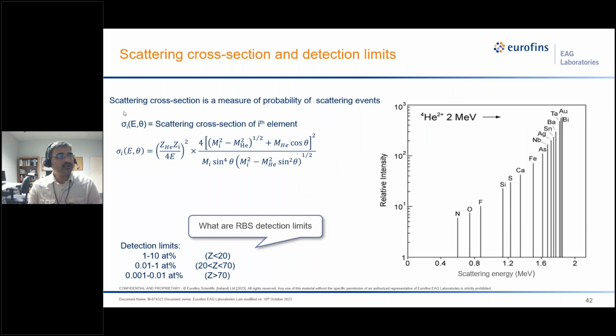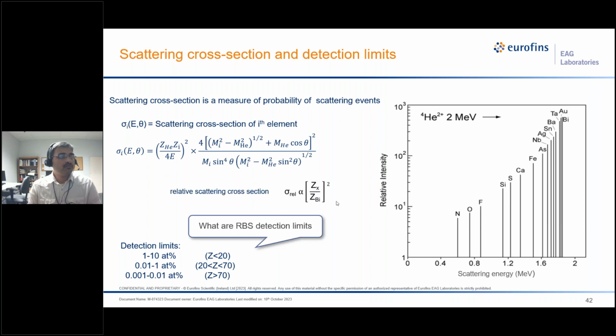So, scattering cross section. Scattering cross section is a measure of the probability of scattering events. In any solid, there is a lot of free space, so not all the ions entering the film or material will scatter out. Some of the ions scatter out, and some of them pass through the sample and lose energy. So scattering cross section is a measure of the probability of ions being scattered back. That is dependent on the atomic number and also the mass of the target atom.